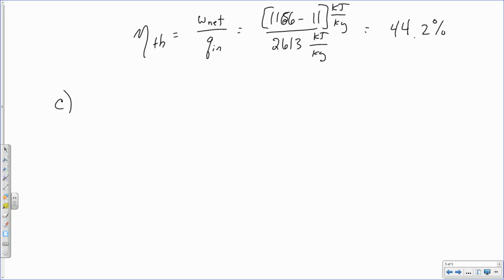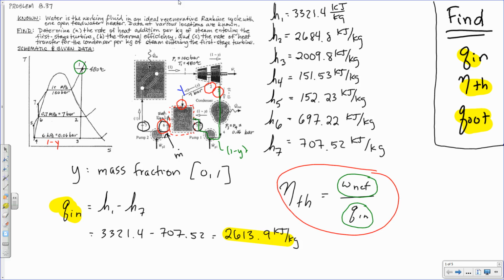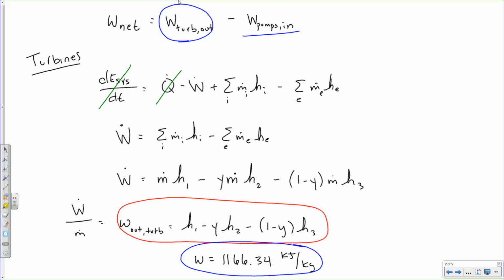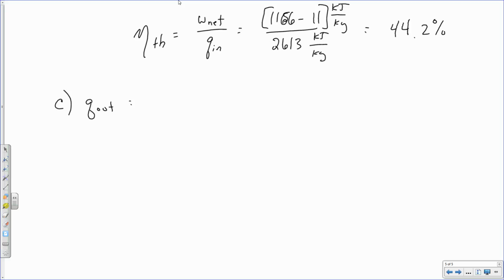And part C, which asks for Q out, this is actually pretty simple at this point. Q out, going back up to our diagram way at the beginning here, occurs only in one location. It occurs here at the condenser. So really all we need to determine is the mass flow rate, the enthalpy change across the inlet and the exit of our condenser, and factor in the mass flow rate passing through the condenser, because it's not the total mass flow rate, it's a percentage of the total mass flow rate.